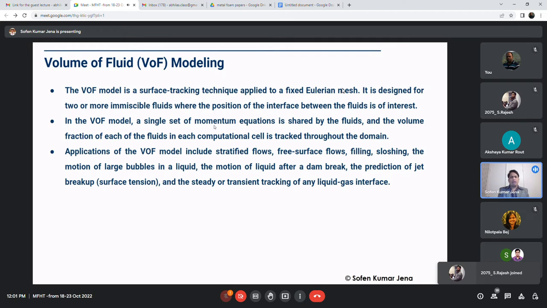So where is it applicable? As I told, it is applicable to free surface flow, sloshing, large bubbles, and large liquid breakup, such as liquid jet breakup after a dam break. I will show some animations that I did in my past work to show you where the VOF is applicable and where the other models are applicable.